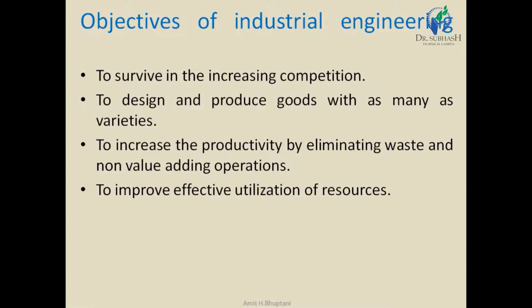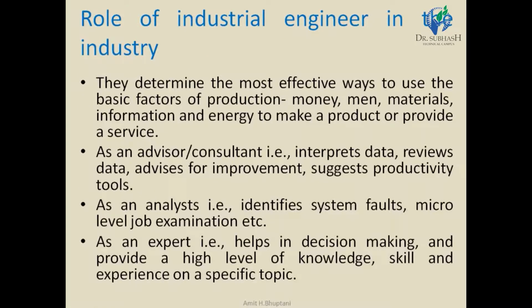And last point, to improve effective utilization of resources. The resources which are available to any industry must be effectively utilized. The main resources are man, machine, material and time. So how they are utilizing those parameters of production or the resources for improving their productivity. Next topic, what is the role of industrial engineer in the industry?